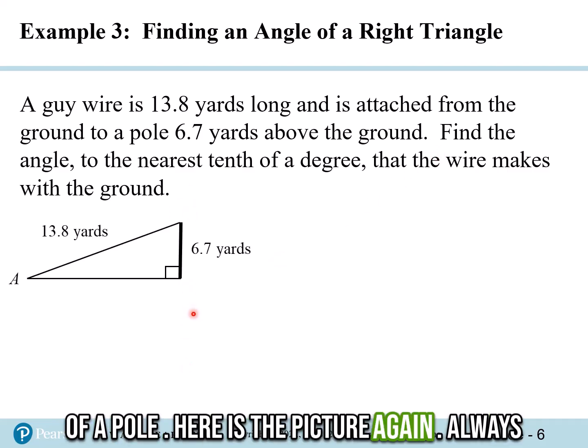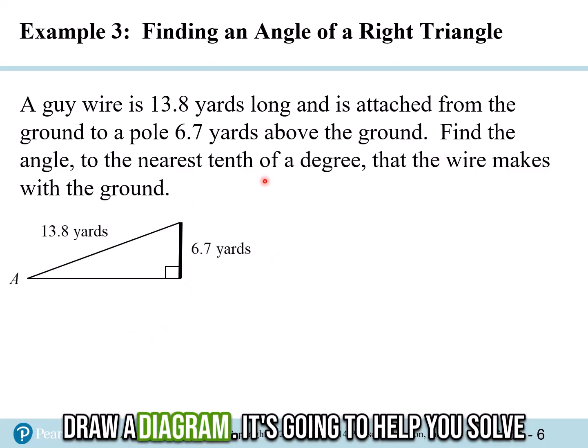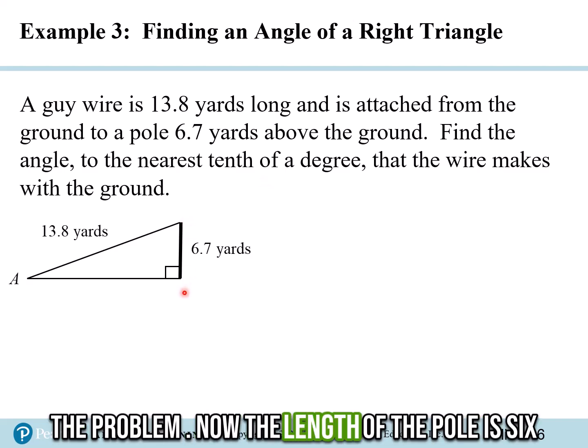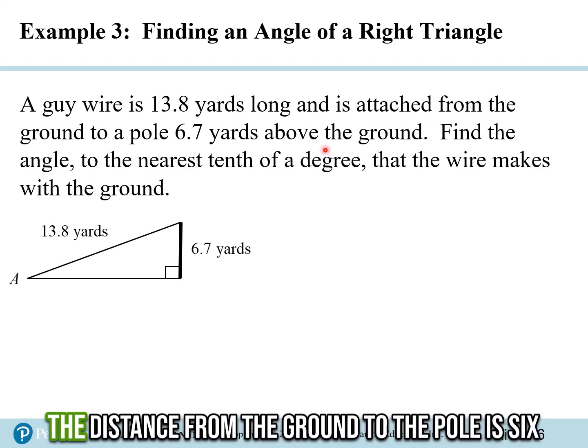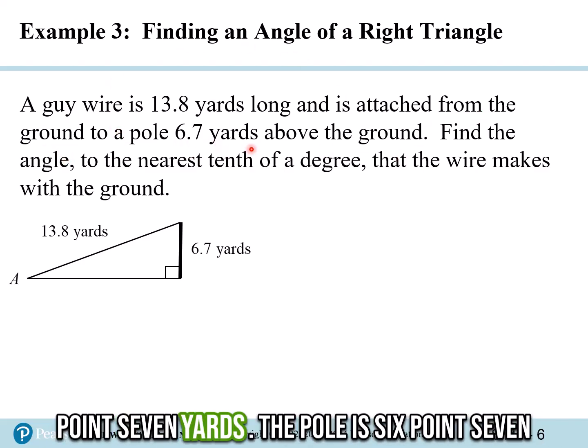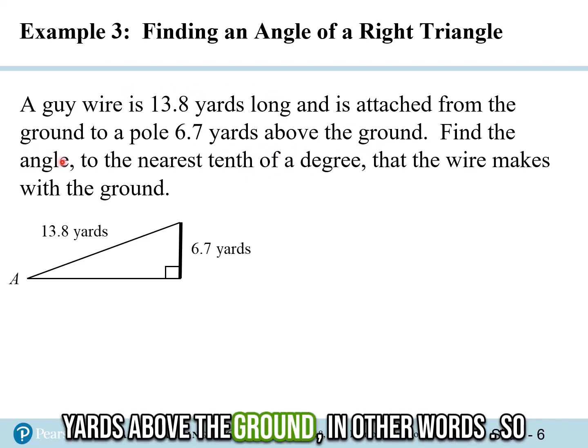Here is the picture again. Always draw a diagram. It's going to help you solve the problem. Now the length of the pole is 6.7 yards because the question says the pole is 6.7 yards above the ground, in other words.